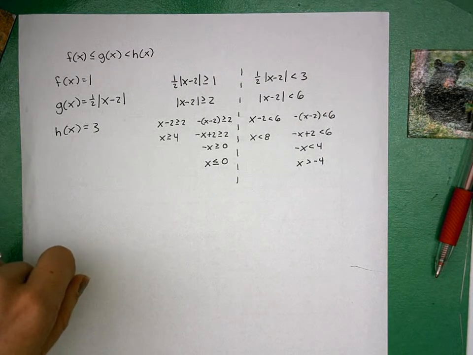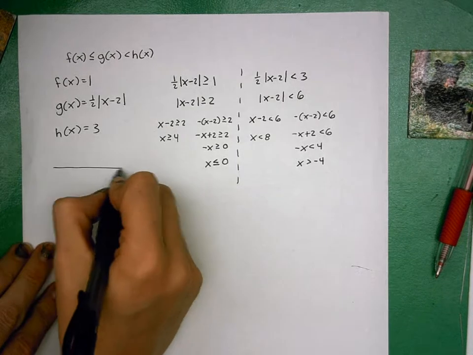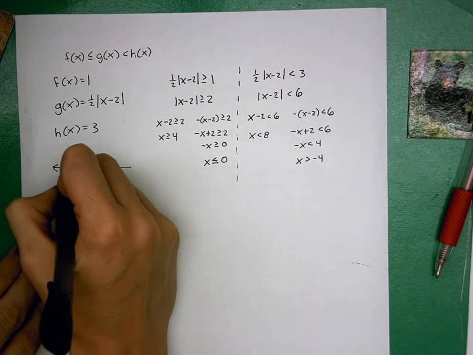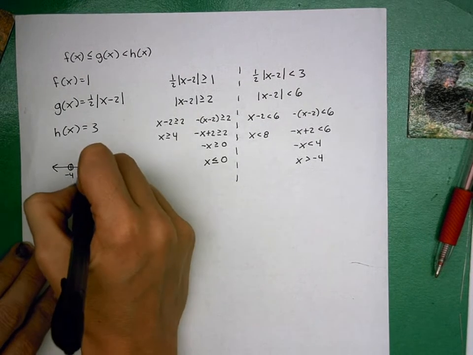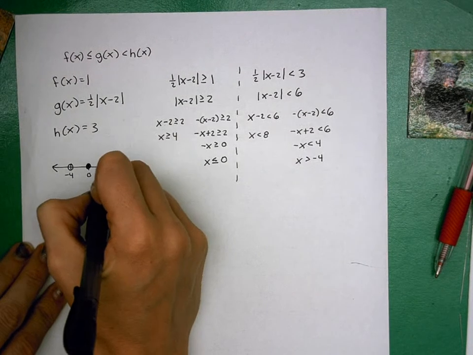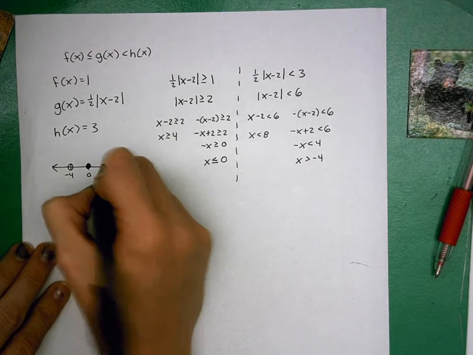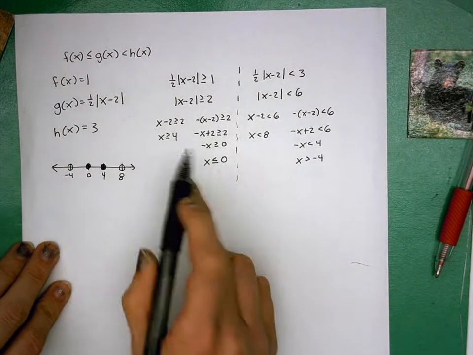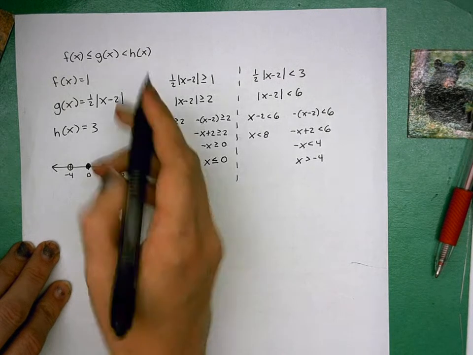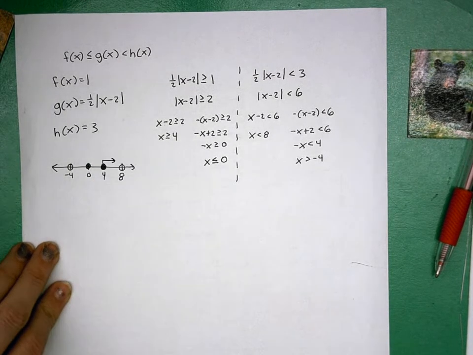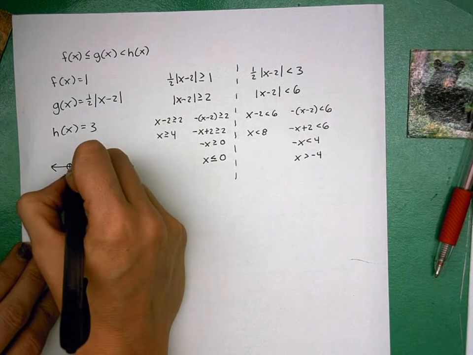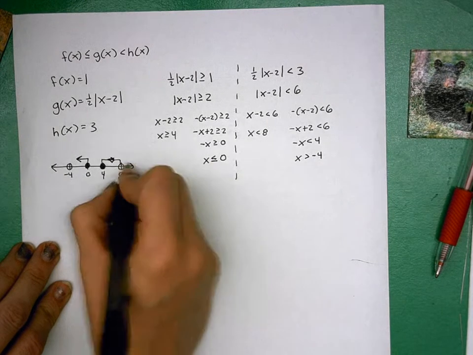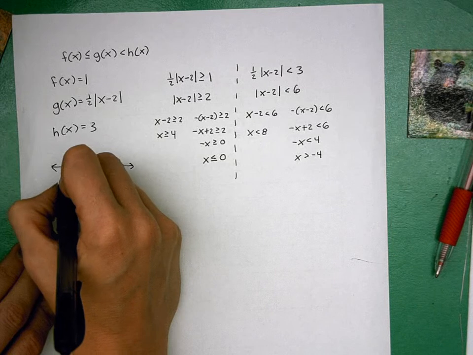And so to identify what these values are, if I were to sketch this on my number line, we have negative 4, which is a no equals. We have 0, which is an equals, so that's a dot. We have 4, which is an equals. And we have 8, which is a no equals. For my 4, I want to be greater than my 4, so I'm headed this way. For my 0, I want to be less than my 0. For my 8, I want to be less than my 8, so they meet up. There's one region. And negative 4, I want to be greater than negative 4, so they meet up.